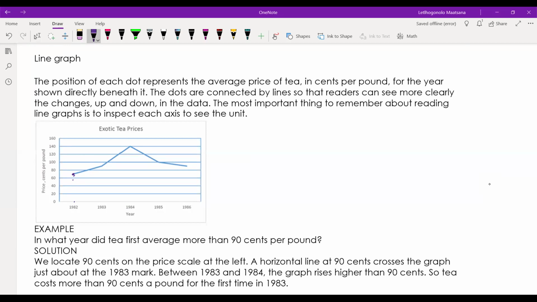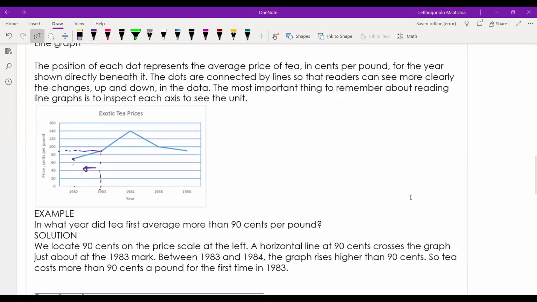So the question says, in what year did the price first average more than 90 cents per pound? So more than 90 cents, we are here, and 90, and we can clearly see that in years less than 1983, we were at less than 90. And for the years greater than 1983, then we had 90 cents per pound.